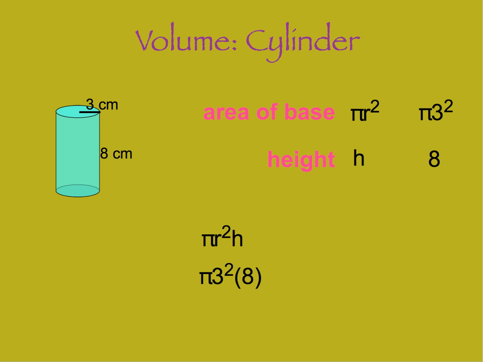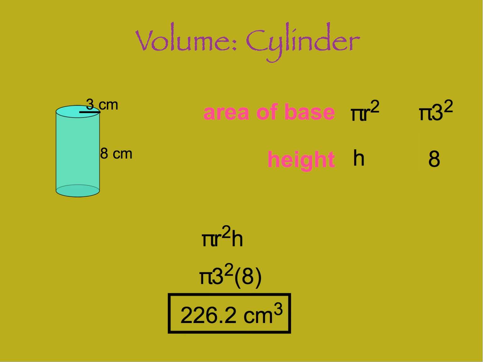So if I plug in the appropriate pieces, it'll be pi times 3 squared times 8, which equals 226 2/10 centimeters cubed. Notice I use centimeters because that's my units, and since we're talking about volume, it's cubed.